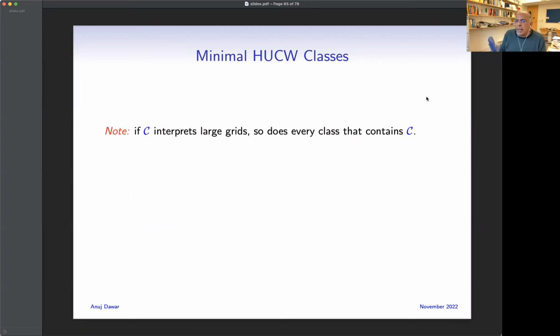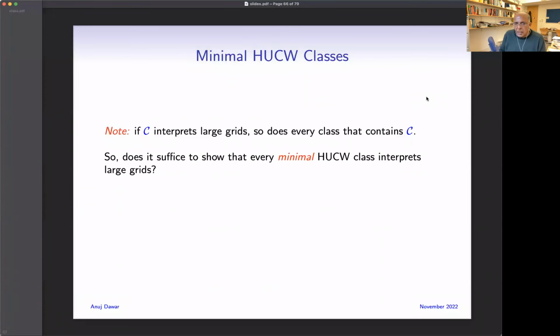Now, if a class of graphs interprets large grids, then every class that contains it also interprets large grids. So does that mean it suffices to look at just the minimal ones, right, and determine whether every minimal class interprets large grids? Will that settle Seese's conjecture? Well, not quite.